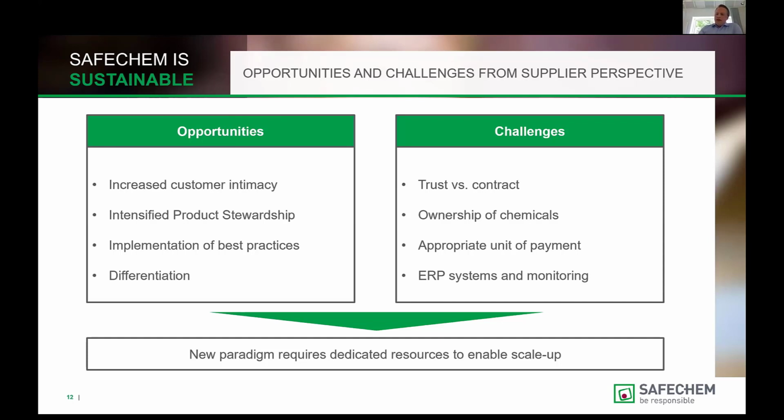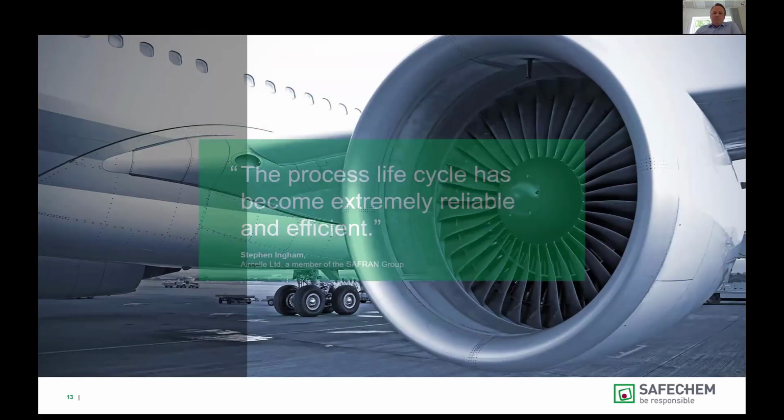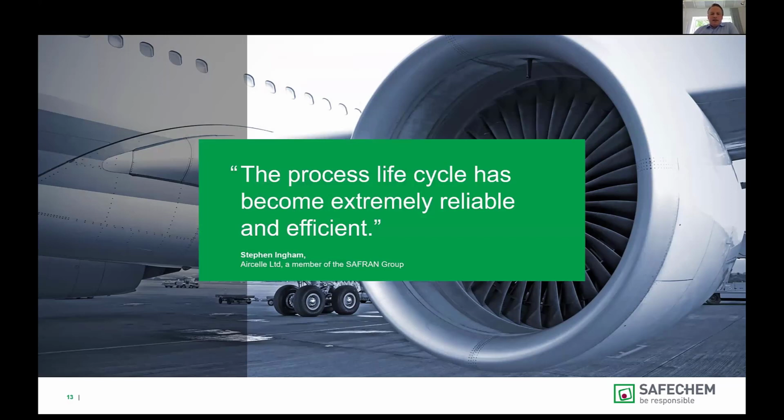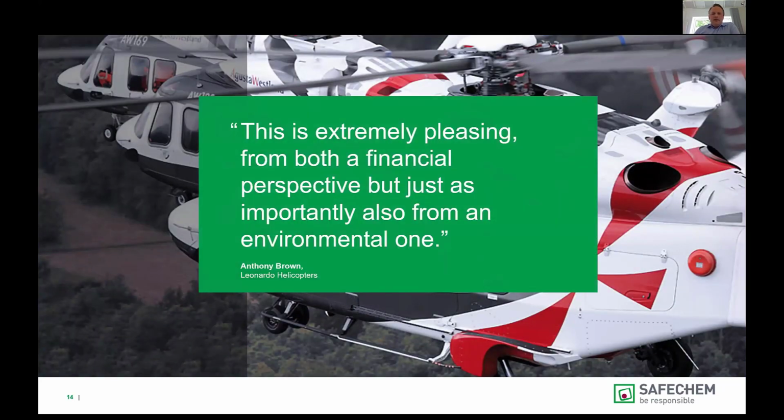And to conclude, and I know I have to be conscious of time here, just some quotes from customers. This is Aircell, which is part of the Safran Group, one of the larger aerospace companies, who has been on chemical leasing for several years already. They said the process life cycle has become extremely reliable and efficient. And this is Leonardo Helicopters. This is one I like very much, because they combine both the financial perspective and the environmental one, and see the benefit of these two elements.